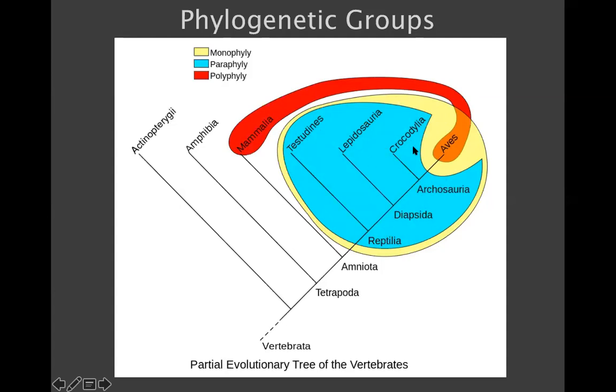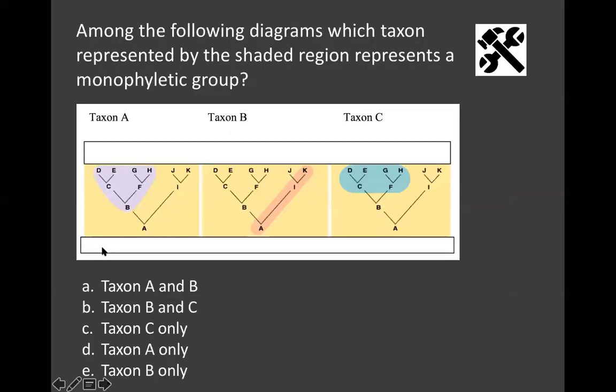And then polyphyly is saying, okay, reptiles are cold-blooded, but birds and mammals are warm-blooded. So we want to group mammals and birds together. However, this is an unnatural grouping because it doesn't include the common ancestor of mammals and birds. And so it's a polyphyly. It's unnatural to group them that way because it doesn't include the common ancestor and all the descendants of those two taxa. So that's some information about cladistics.